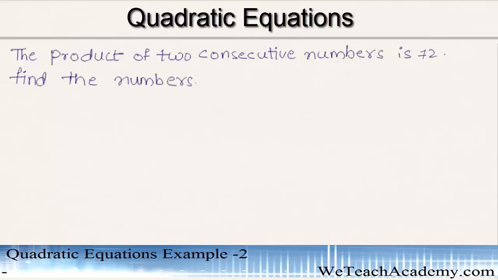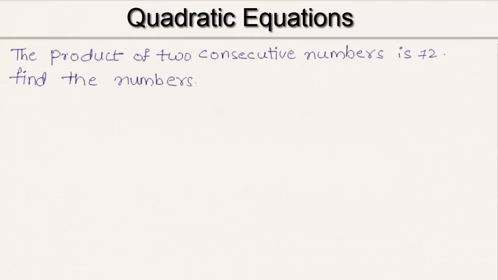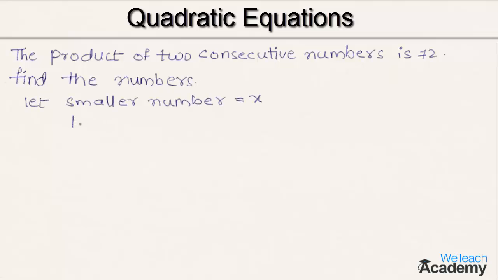So let us try to solve this example. The product of two consecutive numbers is given as 72, then we have to find the numbers. So first let us consider the smaller number to be x and the larger number as x plus 1.